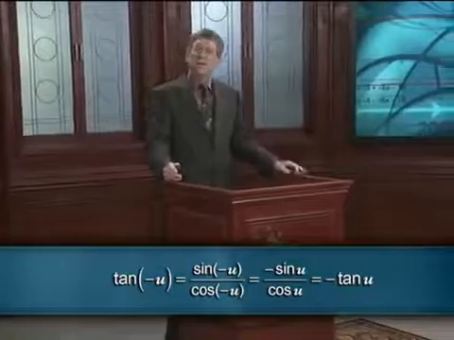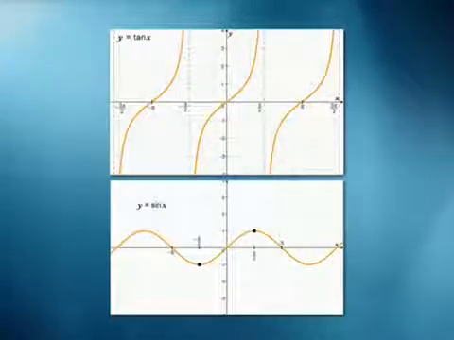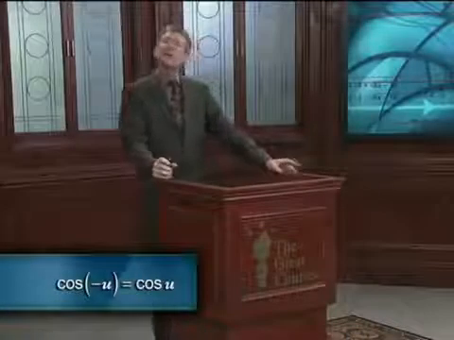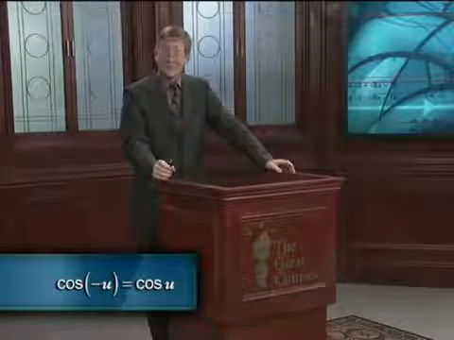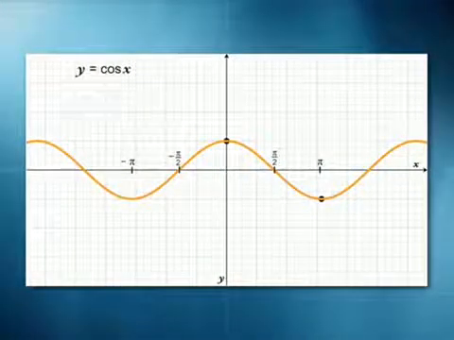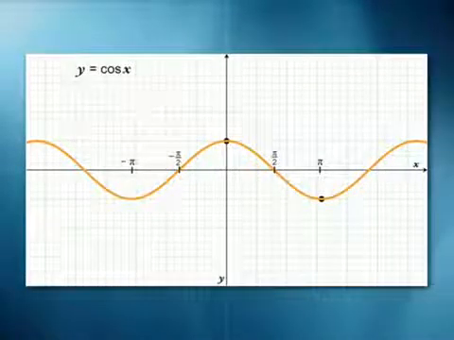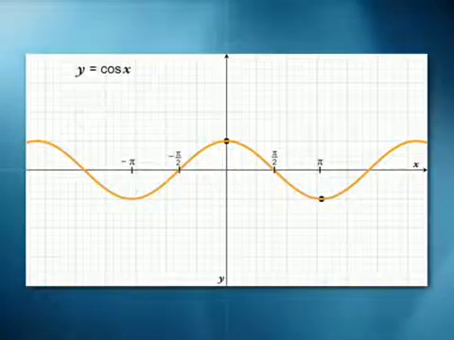What does this say about the graphs of sine and tangent, given that they are odd functions? Right. They are symmetric across the origin. And if you look back at the graphs of the sine function and the tangent function, you'll see that symmetry across the origin. Now, cosine is even. What does that say? Well, the graph then is symmetric across the y-axis, and if you look at cosine, you'll see that it is indeed symmetric about the line x equals 0, or the y-axis.